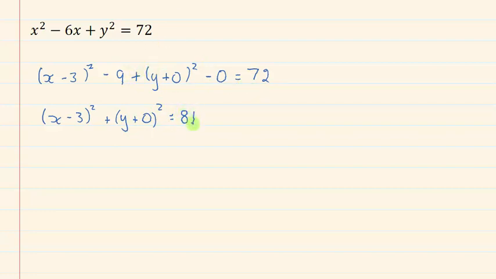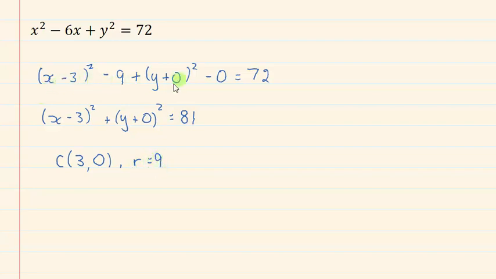which is 81. From there, I can see that the centre of the circle is 3, because it's the opposite sign of negative 3, comma 0, and that's why I showed the 0 in this case, so we could see where the 0 comes from. The radius is the positive square root of 81, which is 9.